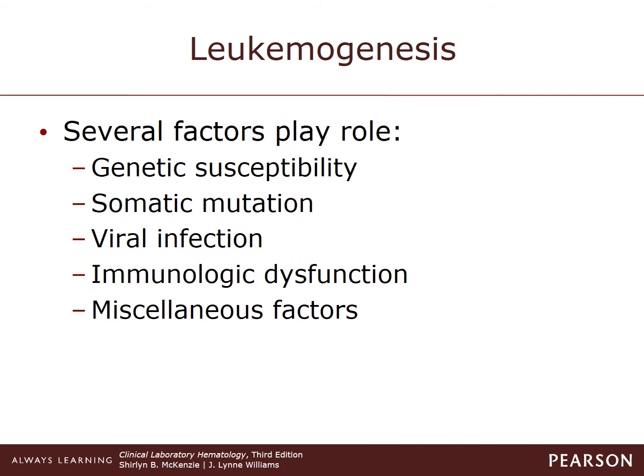Now, in addition to karyotypic types of genetic susceptibility, we also have immunologic dysfunction that is an increased cause of leukemia as well. And these disorders include the hereditary immunological diseases that we talked about with lymphocytes, such as Wiskott-Aldrich or any type of X-linked agammaglobulinemia.